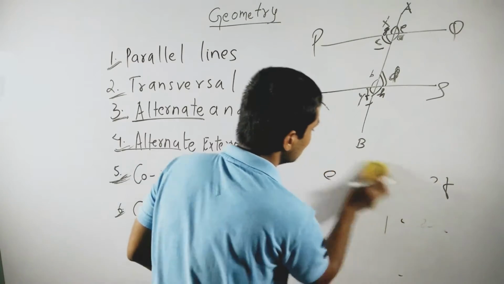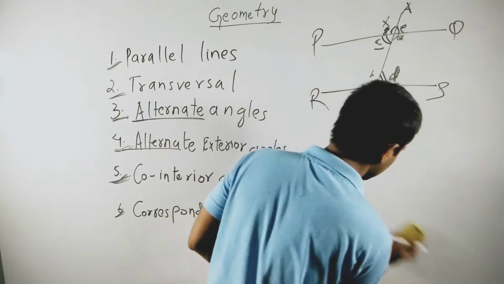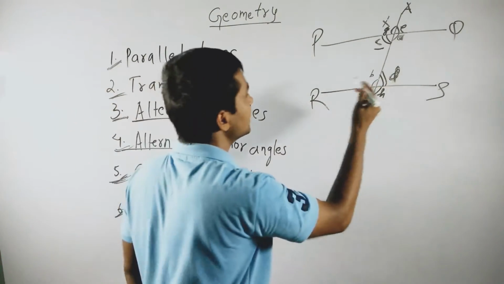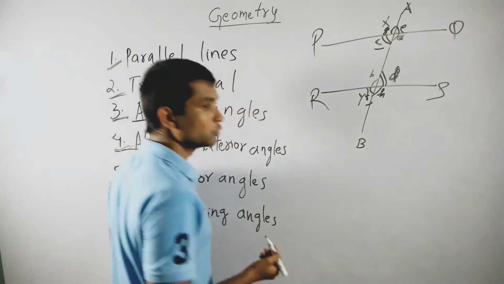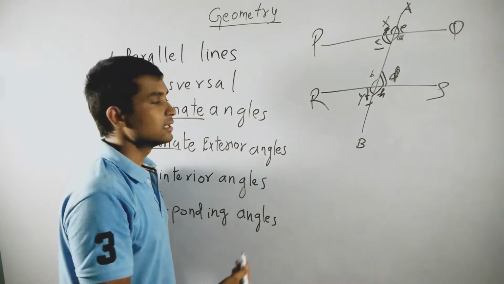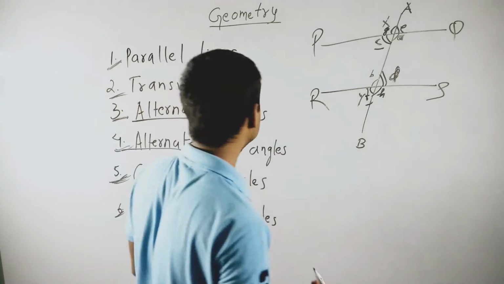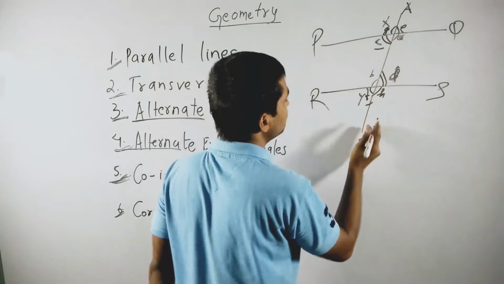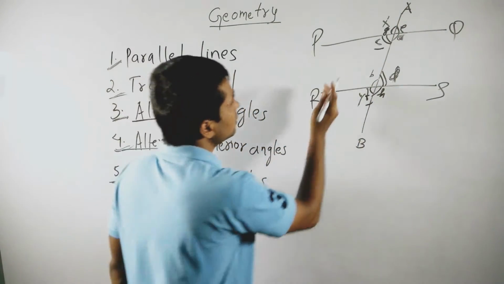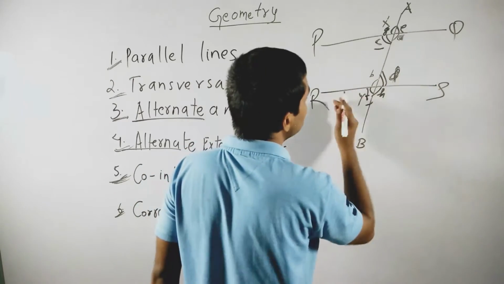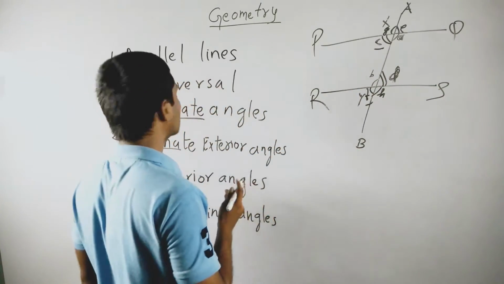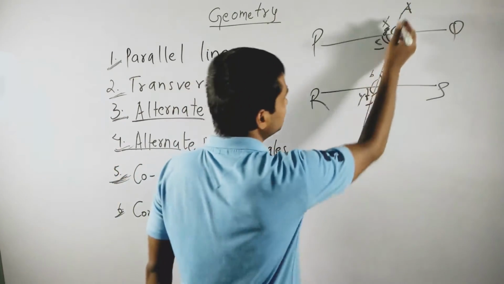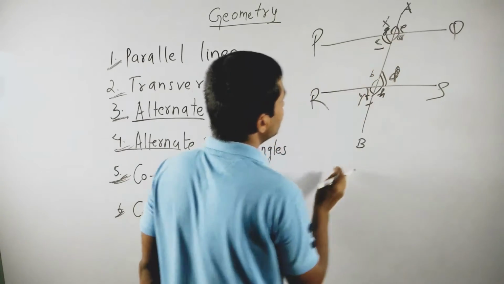So I'll just summarize whatever I said in this video. First, I talked about two parallel lines PQ and RS. That means two lines that are never going to intersect no matter how long you extend them. Another one is the transversal. Whenever a line intersects these two lines, remember, to draw a transversal these two lines need not be parallel, but since we are talking about parallel lines, we will look at this transversal with parallel lines. This is AB, and this one is called the transversal.